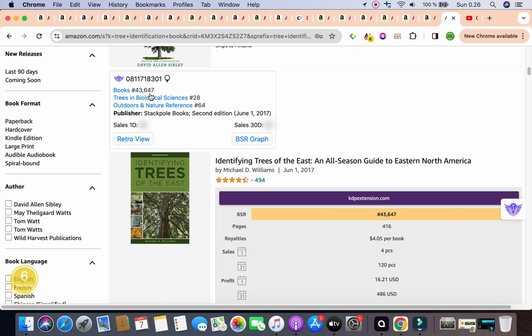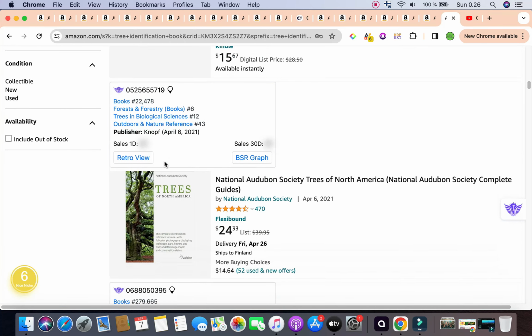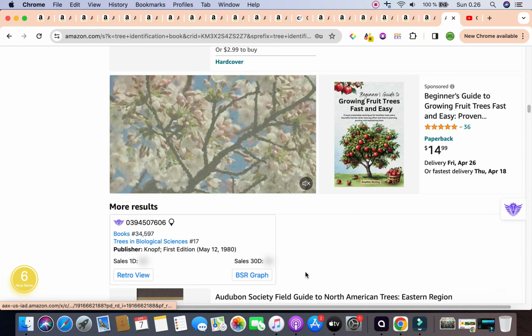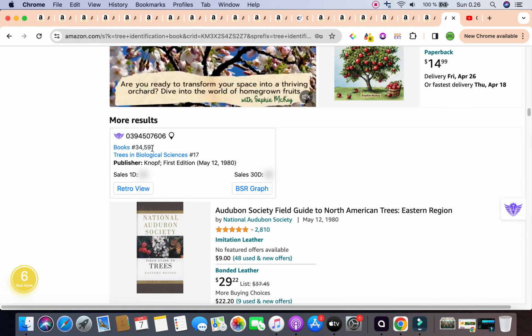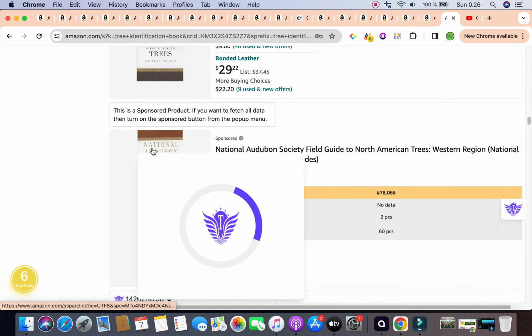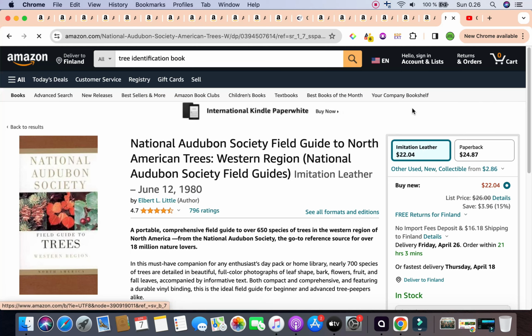it is ranking in two categories: trees and biological sciences and outdoor and nature references, and it has a bestseller rank of 43,000. This one has 22,000, and this one right over here has 279. This one has 34,000. So just now we've seen three books with a bestseller rank of 100,000 or less, which is what we need. This is 78,000.